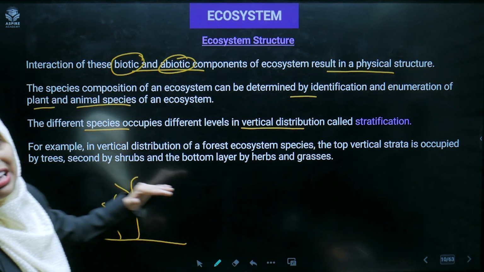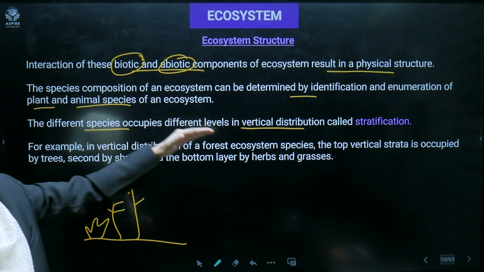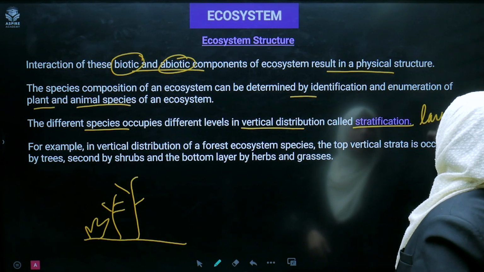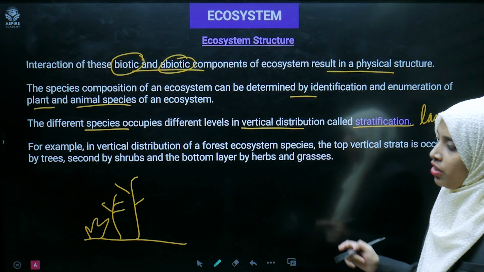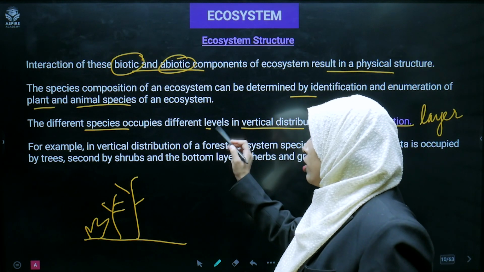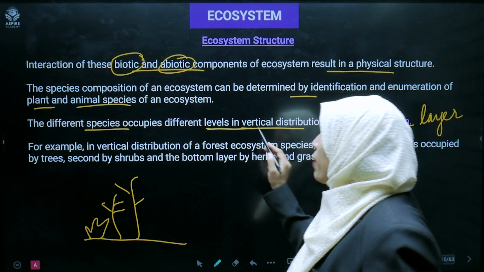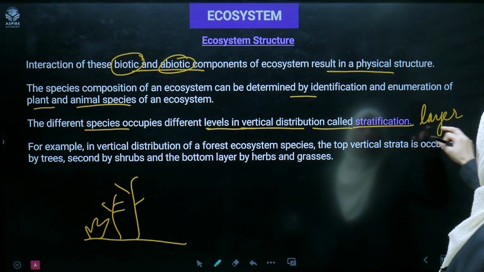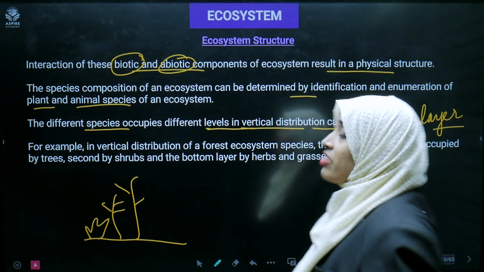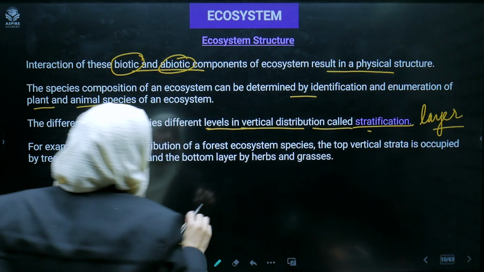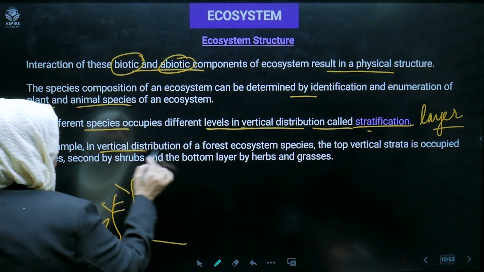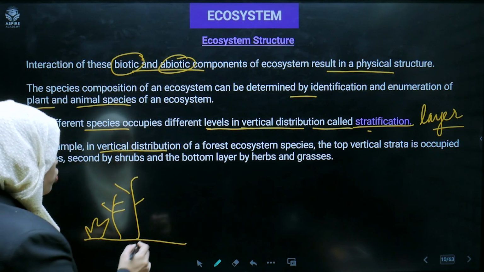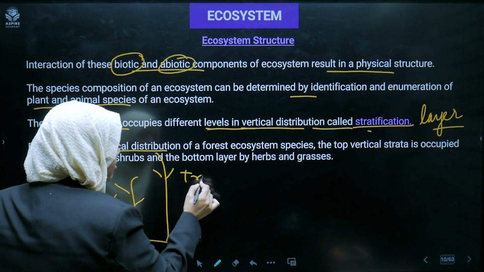So at the base level, we can see the vertical distribution. इसी को बोलते हैं stratification और layers, the different layers. Okay, so the different species occupy different levels in the vertical distribution. So this vertical distribution or layering, okay, that is known as stratification, which happens in the forest. For example, the vertical distribution of the forest ecosystem, the species at the topmost strata, जो topmost पे होते हैं वो क्या है? Trees है.